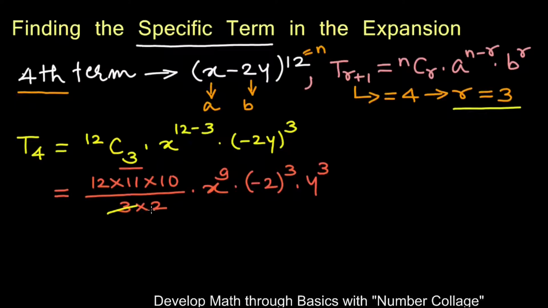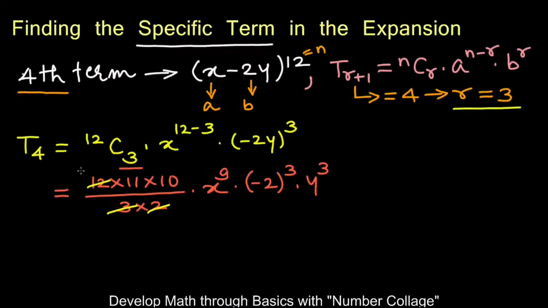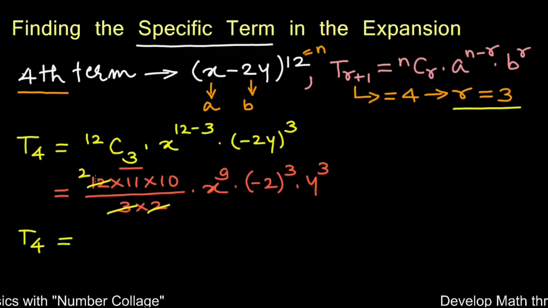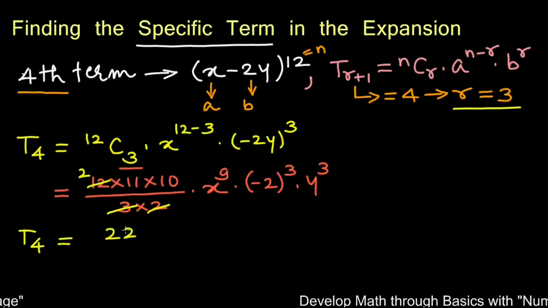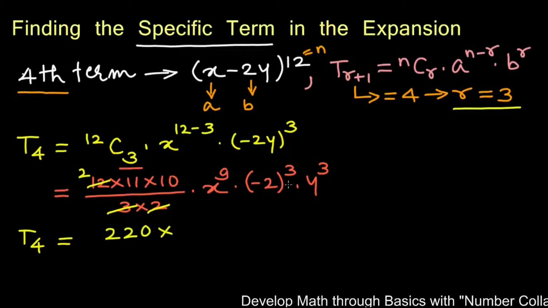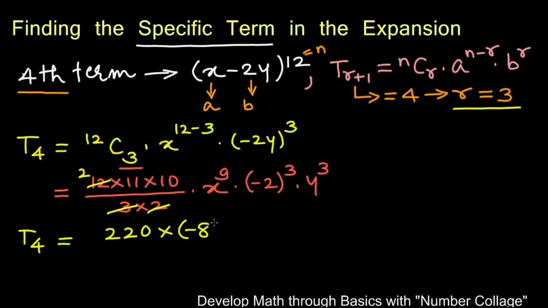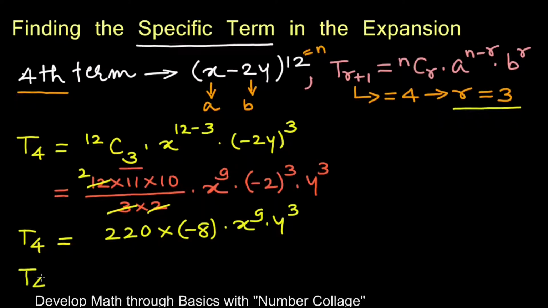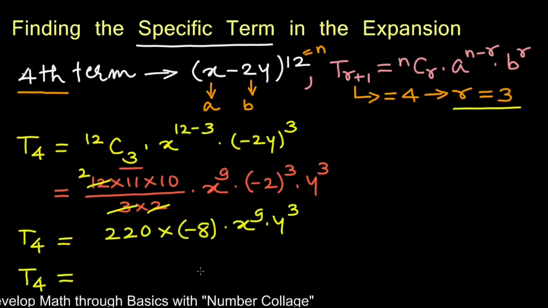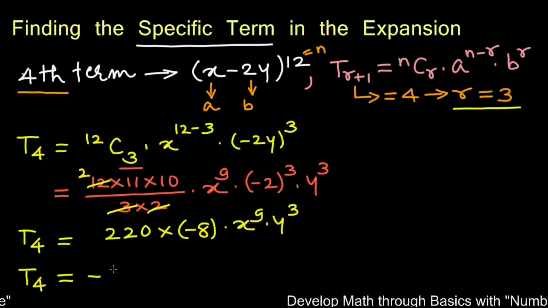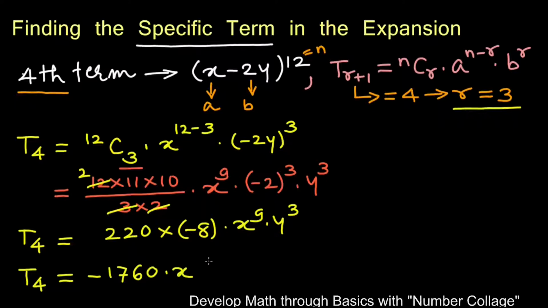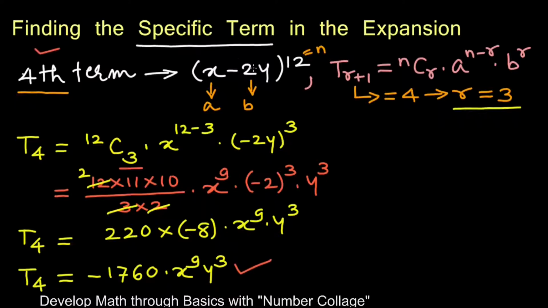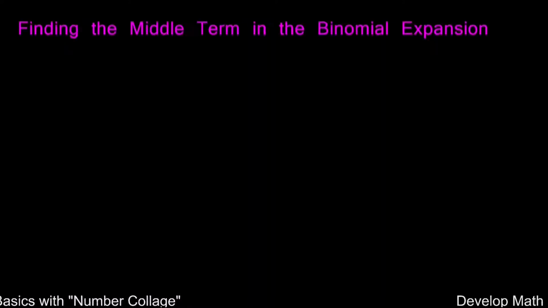Now here 3 twos are 6, 6 twos are 12. So T4 will be 11 twos are 22, 22 multiplied by 10, 220 multiplied by (minus 2) cube is minus 8 into x raised to 9 y cube. So finally, the fourth term of this binomial expansion will be minus 220 times 8, that is minus 1760 x raised to 9 y cube. So this will be the fourth term of this binomial expansion.